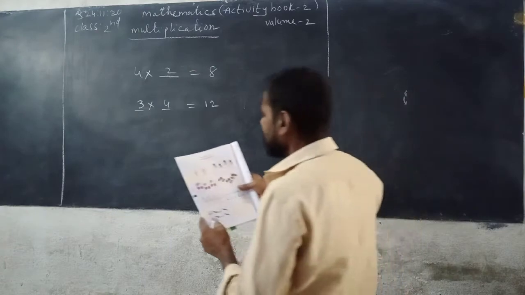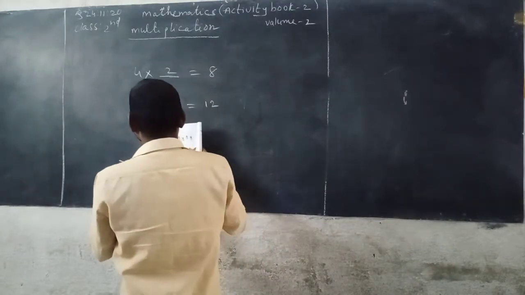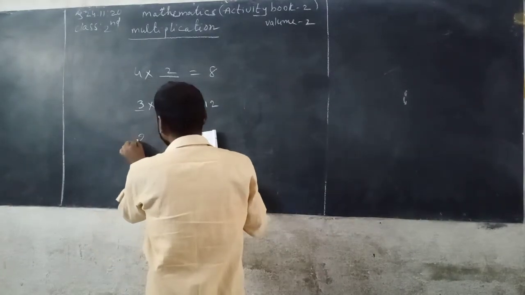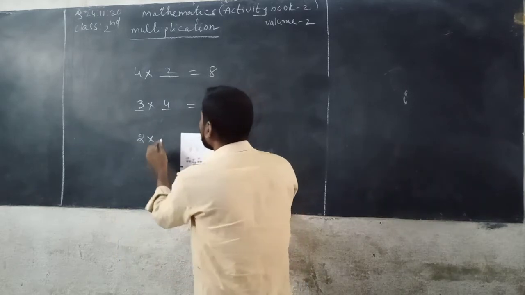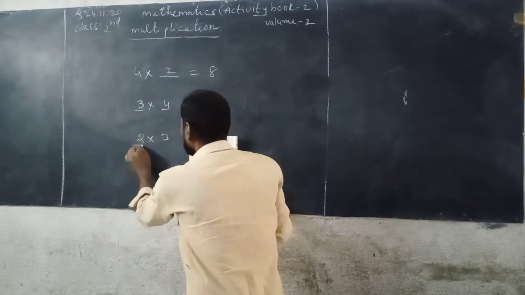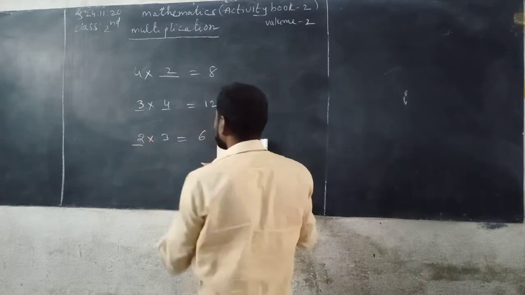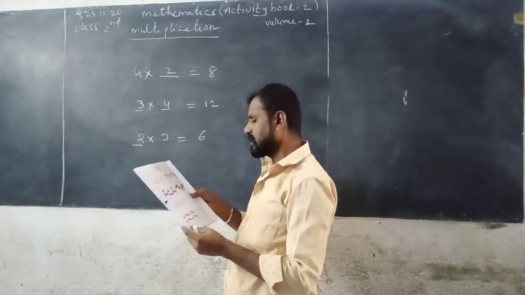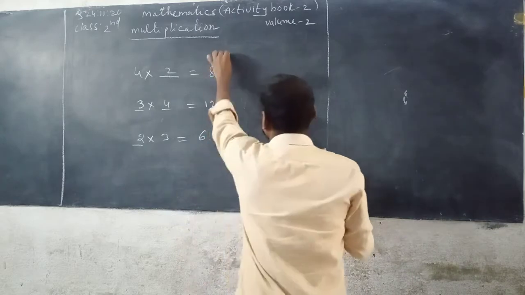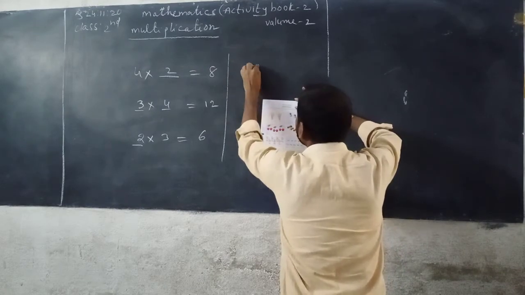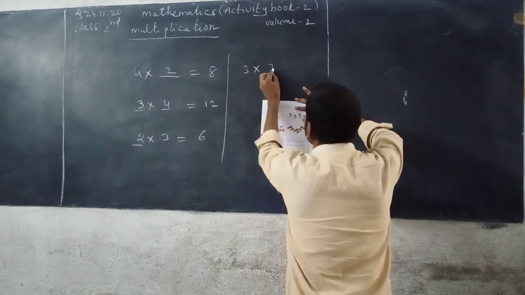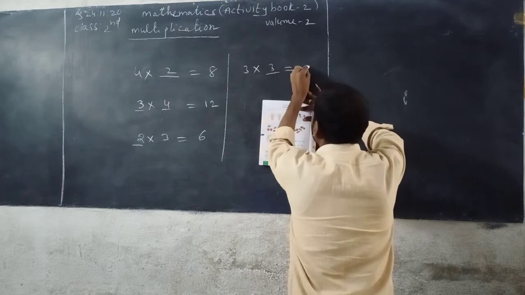Now the next one is apples, beta. See here, in each group how many apples are there? 2 apples. How many times repeated? 3 times repeated. So 2 into 3, 2 threes are 6. Next, mushrooms. In each group how many mushrooms are there? 3. How many times repeated? 3 times repeated, beta. So 3 threes are 9.